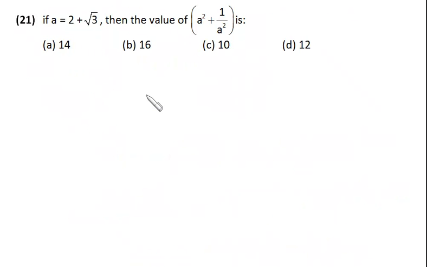Now this problem, very simple. So many questions we have done on this pattern. A minus 2 whole square, that is a square minus 4a plus 4 is equal to 3. That means a square minus 4a is equal to minus 1, right?